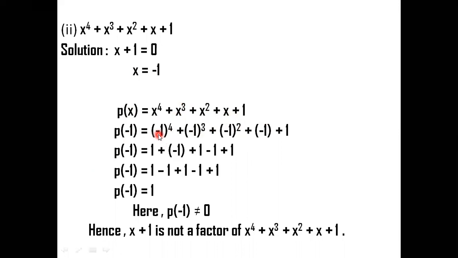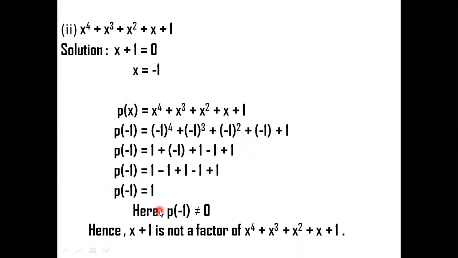So minus 1 raised to the power 4 is minus 1 into minus 1 into minus 1 into minus 1. So it becomes positive 1. Minus 1 cube, however, remains minus 1 because it is minus 1 into minus 1 into minus 1. Minus 1 square becomes plus 1. And then plus minus 1. And then I have plus 1 at the last. So when you solve this, what are you getting? You're getting that the value of p of minus 1 is equal to 1.